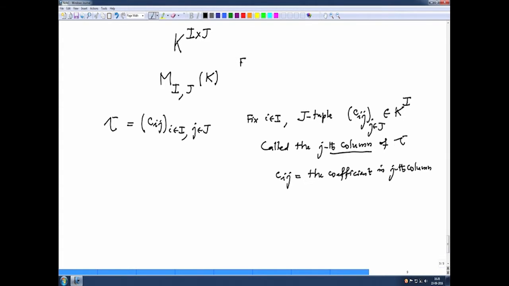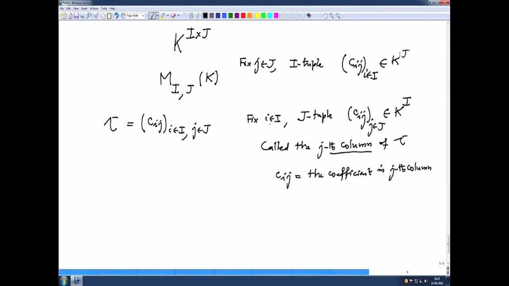So fix j in j and then look at the I tuple, that is Cij, where I is varying. This is in k power I. I think I made a mistake in the notation, so I want to correct it.